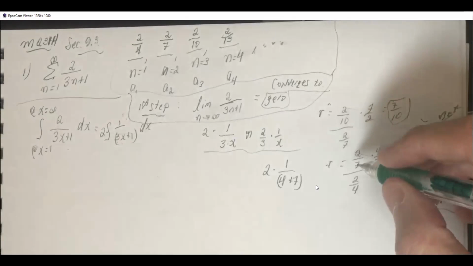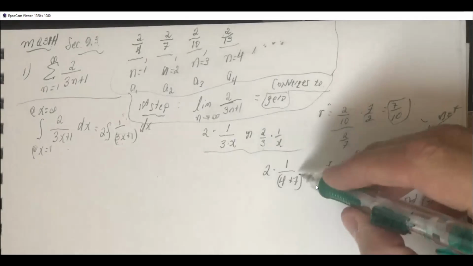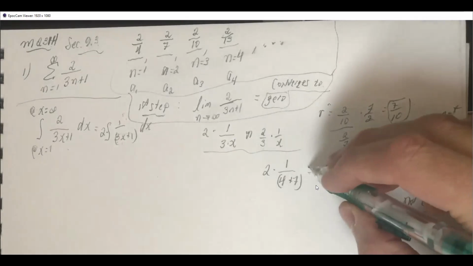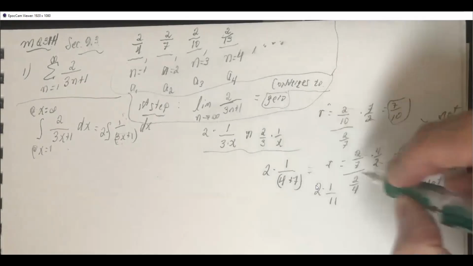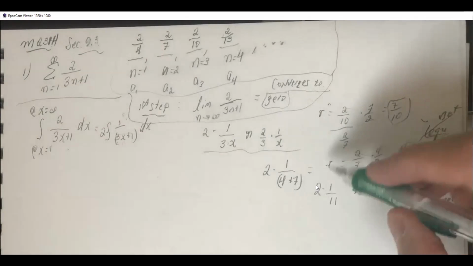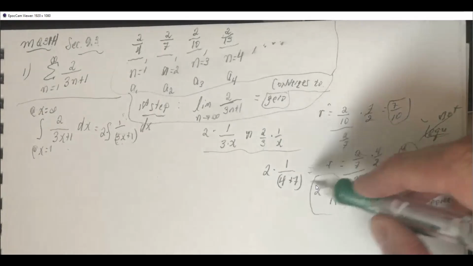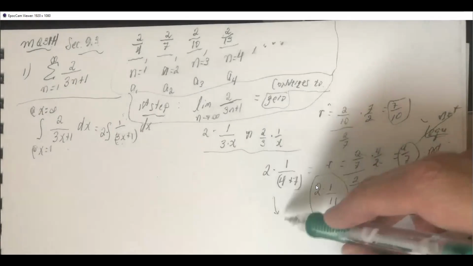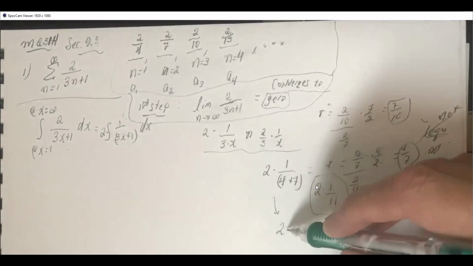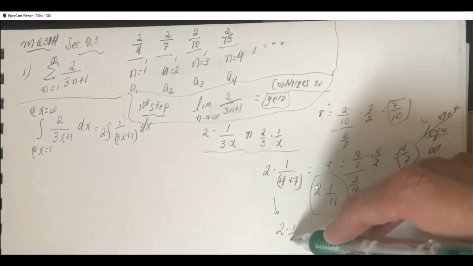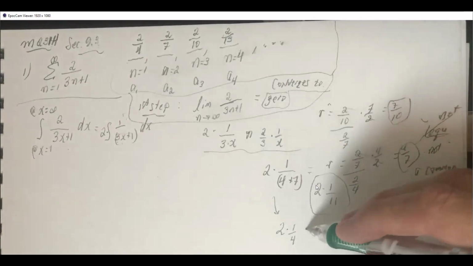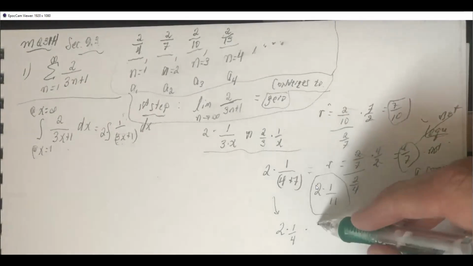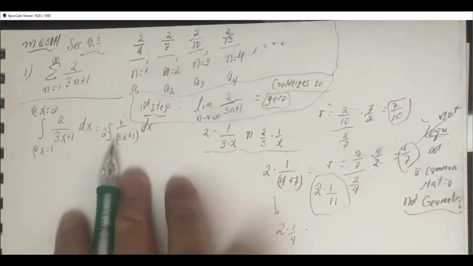So if we had this, Denise, well, this is equal to 2 times 1 over 11. 4 plus 7 is 11. Okay. Can we also do this then? 2 times 1 over 4, and then, I don't know, I'm trying to think how you were thinking of it here. You said pull out this 3.